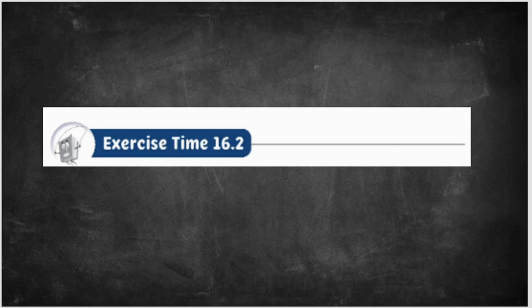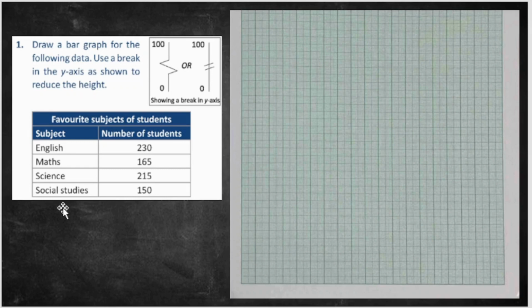Today in this video we are going to start exercise 16.2. The first question says we need to draw a bar graph for the following data. Use a break in the y-axis as shown to reduce the height. So this break sign we need to use. We call it the kink sign also, right? It means from 0 we directly jump to a certain point.